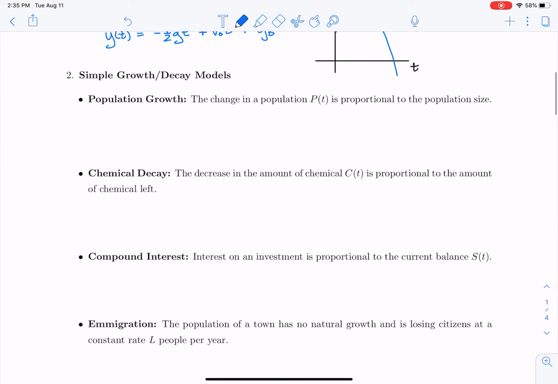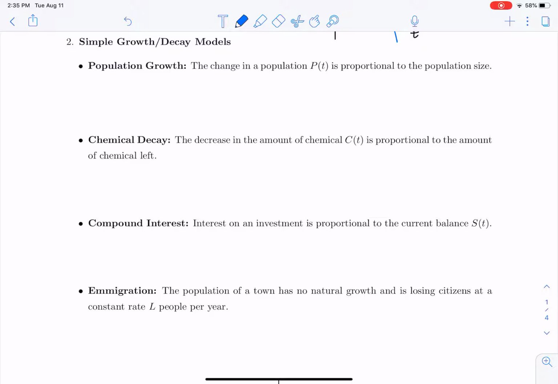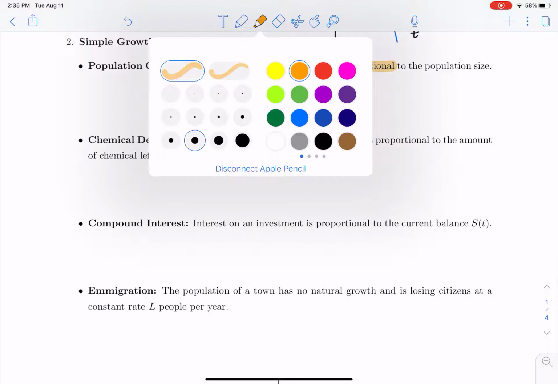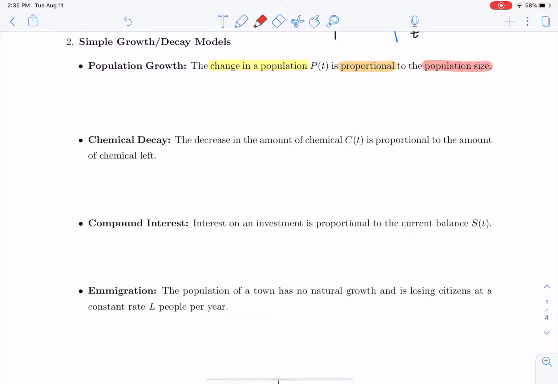So we're going to look at some simple growth decay models. We're going to look at population growth, and we're going to make a simple assumption. The change in a population, P of t, is proportional to the population size. There are some key words here I want to look at. First is the change in population. We want to understand how a population changes. And then it's proportional to something. What is it proportional to? It's proportional to the current population size.